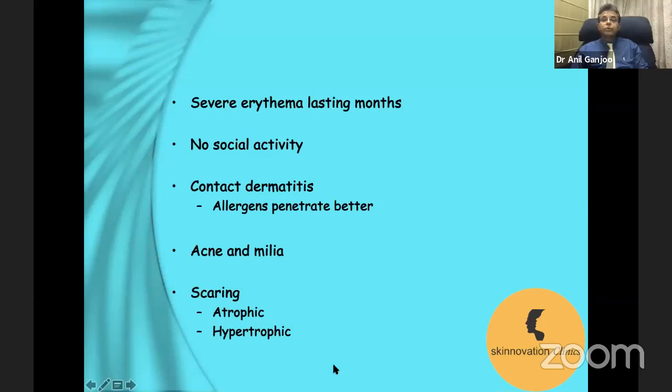Contact dermatitis was common because you would thin out the skin and allergens could penetrate into the skin easily. And acne and milia would happen because of the procedure as such, and also because of the medication that we would use after that procedure. And if you would be aggressive in your treatment, you could produce scarring, both atrophic and hypertrophic.